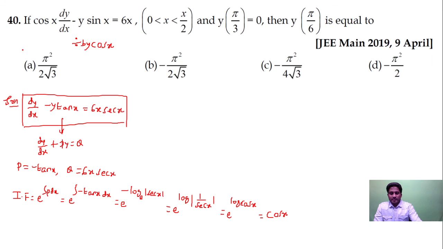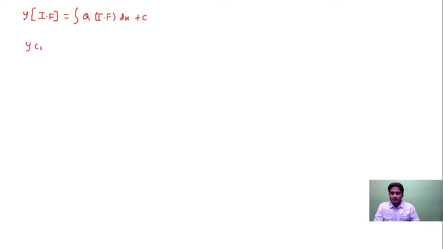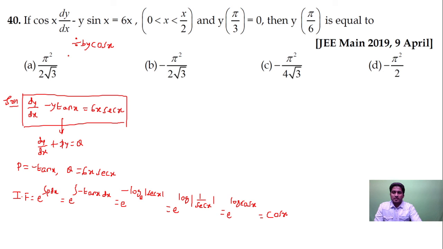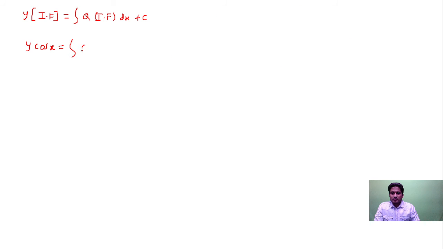Y into integrating factor, which is cos x, is equal to integral q into integrating factor. q will be equal to 6x into sec x, integrating factor will be equal to cos x, dx and then plus c. Cos and sec are reciprocal. This will cancel. So y into cos x is equal to 6 times integration of x, which is x square upon 2, plus c. This will cancel 3 times. So this is y into cos x. Let me call this equation 1.